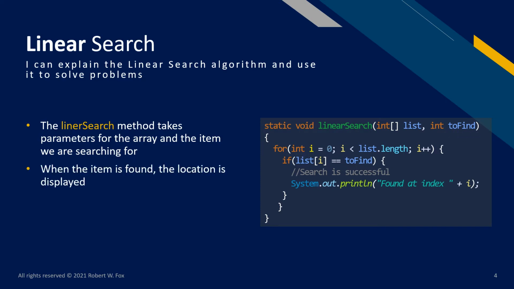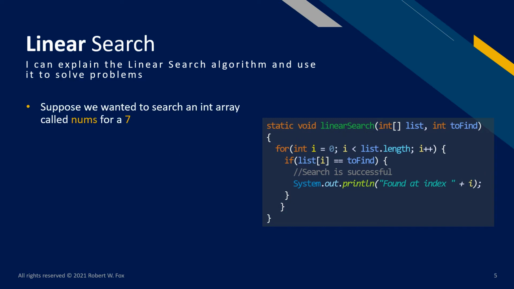We'll write our linear search as a method that takes two parameters. The first parameter is the array we want to search, and the second parameter is the item that we're looking for. So, of course, this is based on a traversal. We start i at 0, we loop i all the way to the end of the array, and we have an if statement where we check each element to see if it matches what we're looking for. And if it matches, we'll go ahead and display the location where it was found.